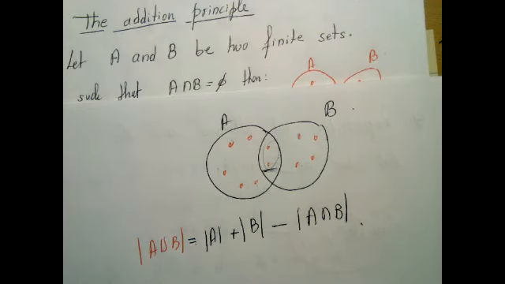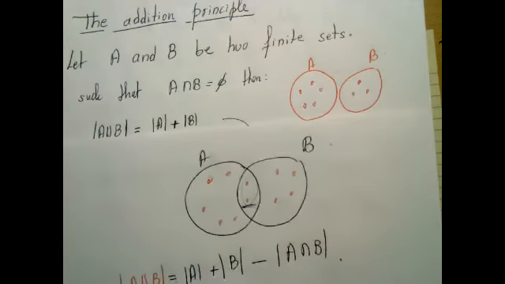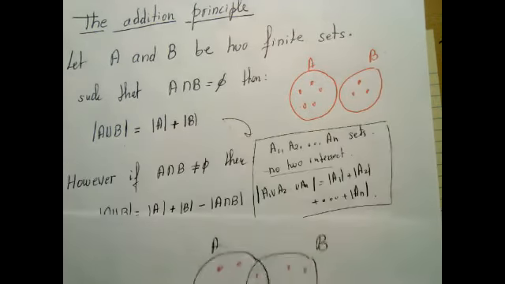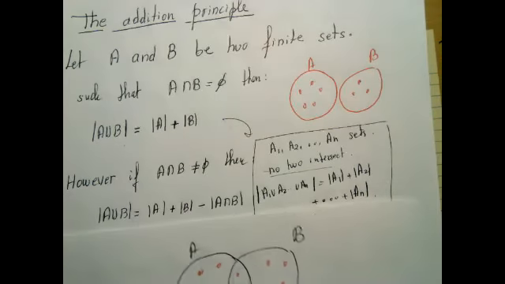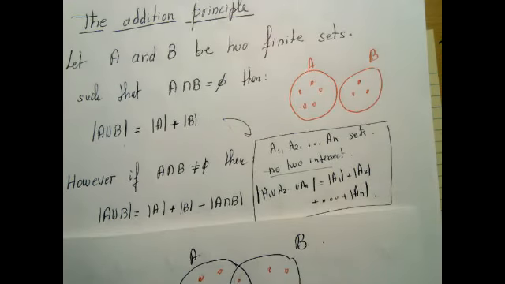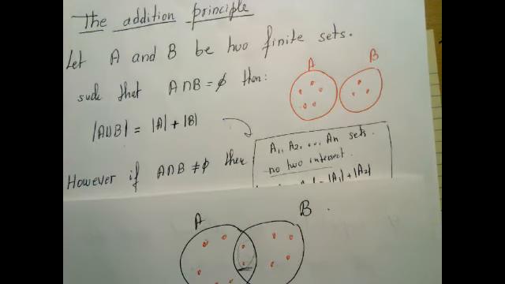Right, so if you have 2 sets and they don't intersect, the cardinality of the union is the sum of the cardinalities. If they do intersect, then the problem becomes definitely different. Then you have to subtract the cardinality of the intersection because you're counting it twice.